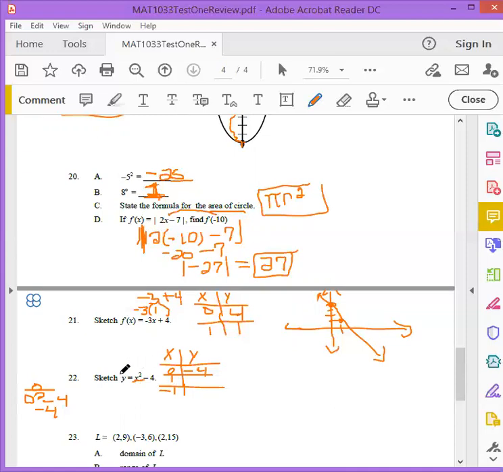Now, when x is 1, we have 1 to the second power minus 4, or 1 minus 4, that gives us -3. When x is -1, we have -1 squared minus 4, and -1 squared is +1 minus the 4, so we'll get -3 again. So let's plot these points and connect to make our parabola.